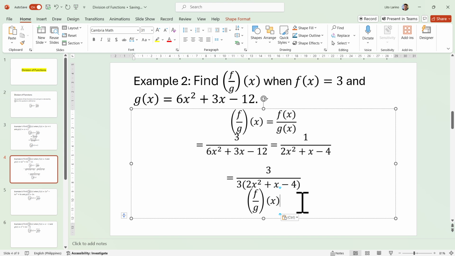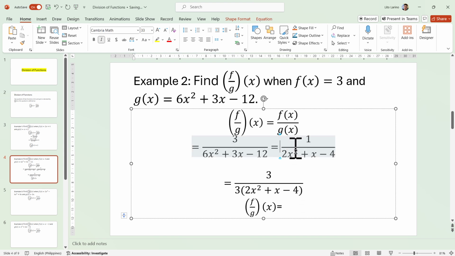F over g of x is equal to 1 over 2x squared plus x minus 4. So as you can see, we again looked for the common monomial factor of the denominator expression. We have 3. We factor it out using the common monomial factor 3. And then we cancel out 3 over 3, that is equal to 1. Then we have the quotient 1.